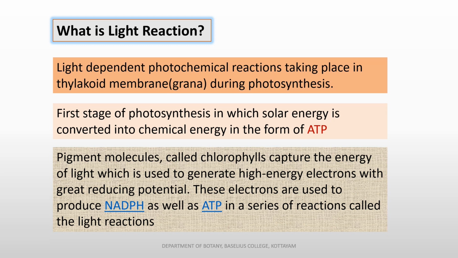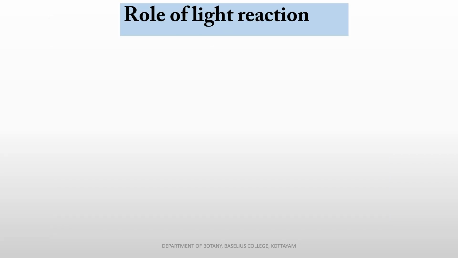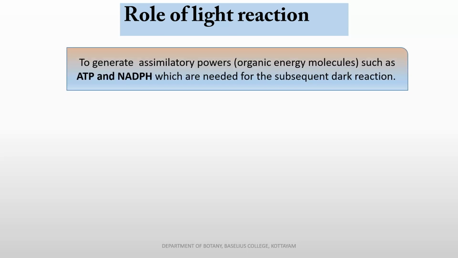Before going to the detailed process of light reactions, let us discuss the role of light reaction in photosynthesis. The main role of light reaction is to generate assimilatory powers. That means organic molecules containing energy such as ATP and NADPH, which are needed for the subsequent dark reaction. So light reaction supplies assimilatory powers ATP and NADPH, which are used as fuels for dark reaction. So ATP and NADPH connect light reaction and dark reaction.